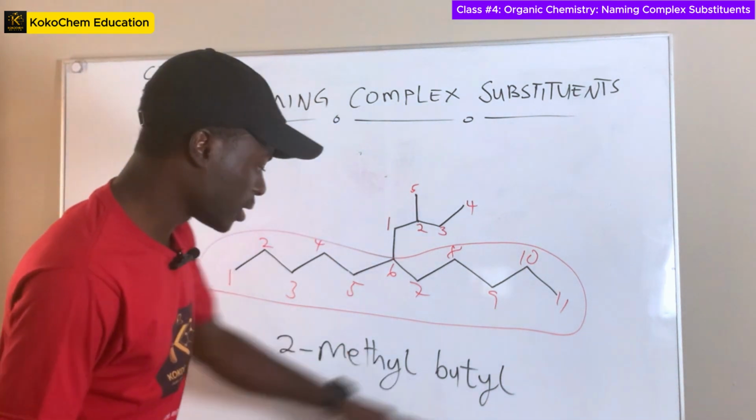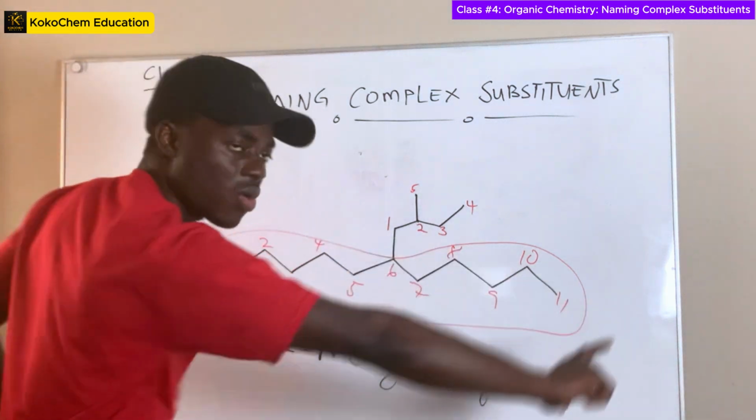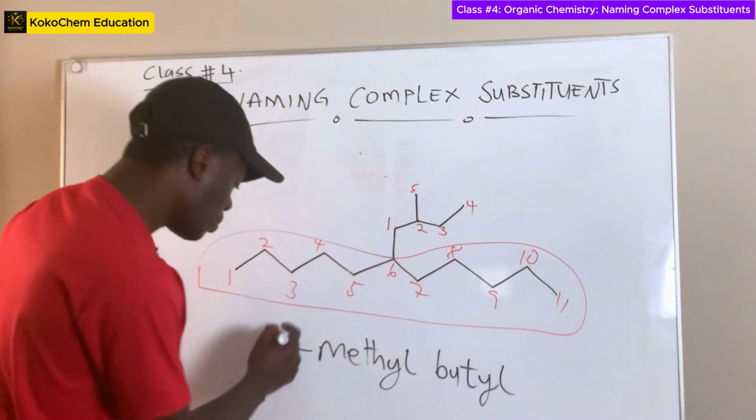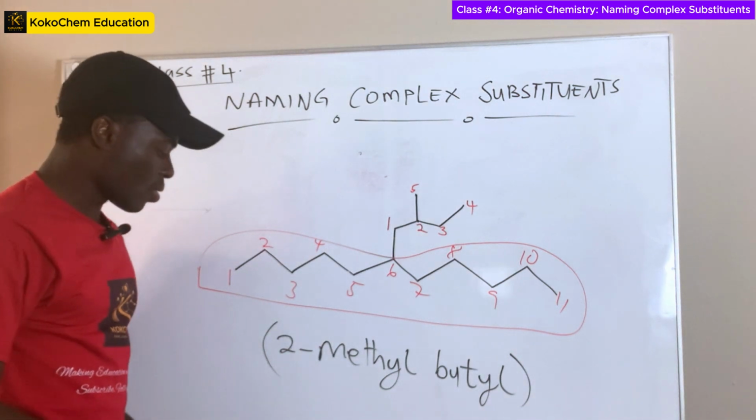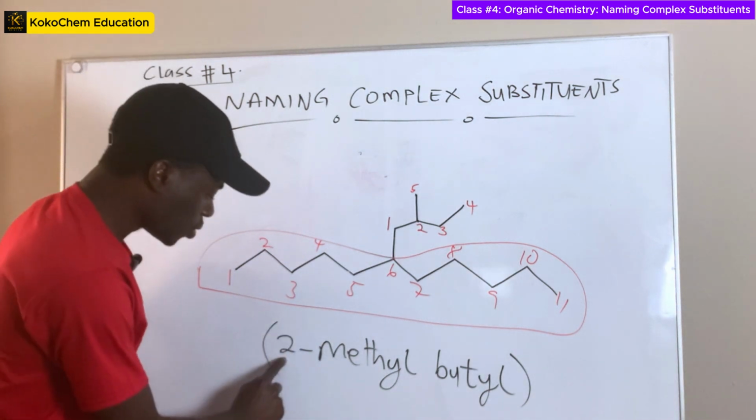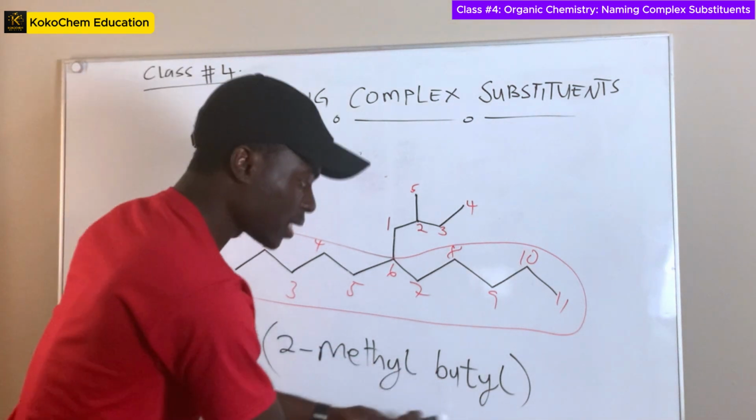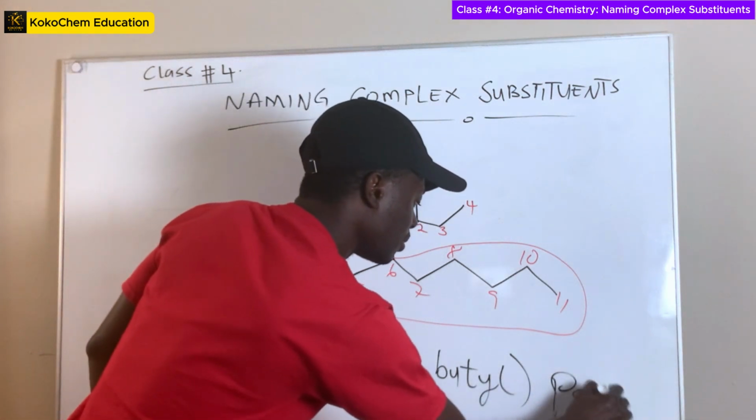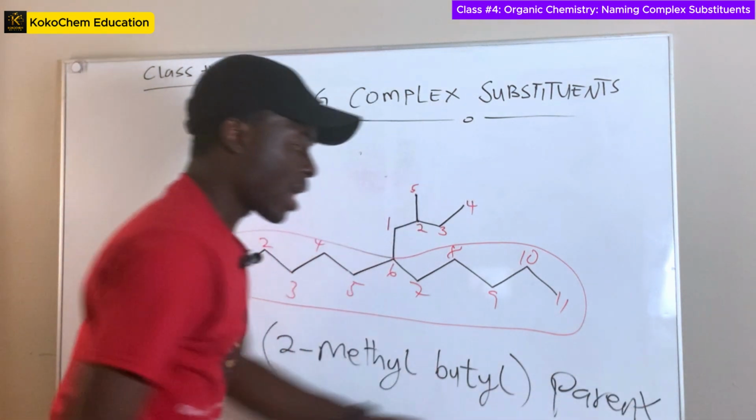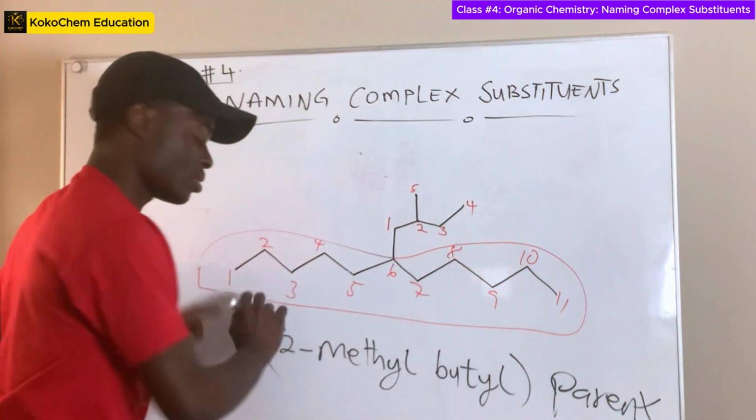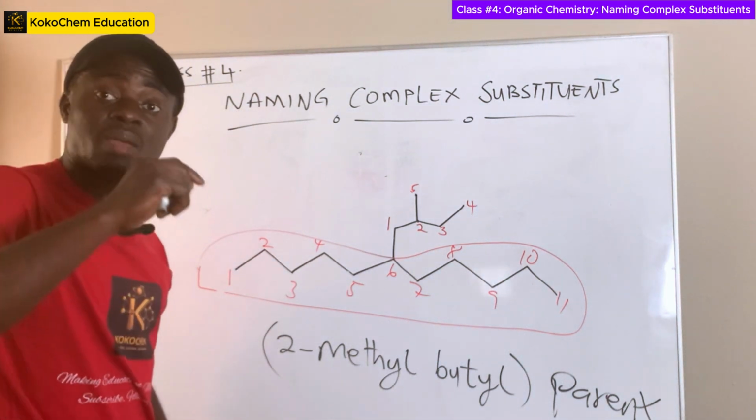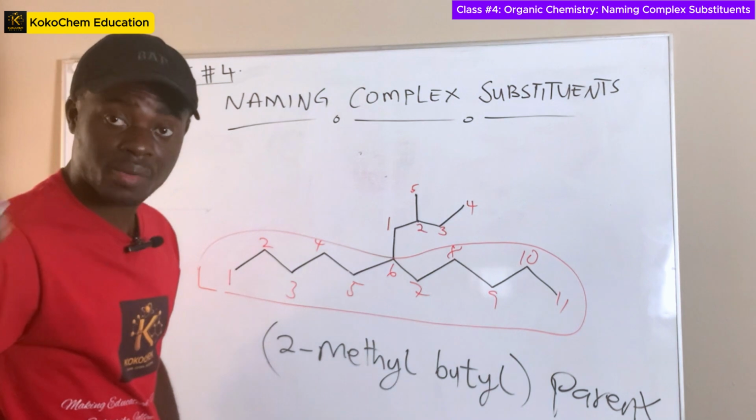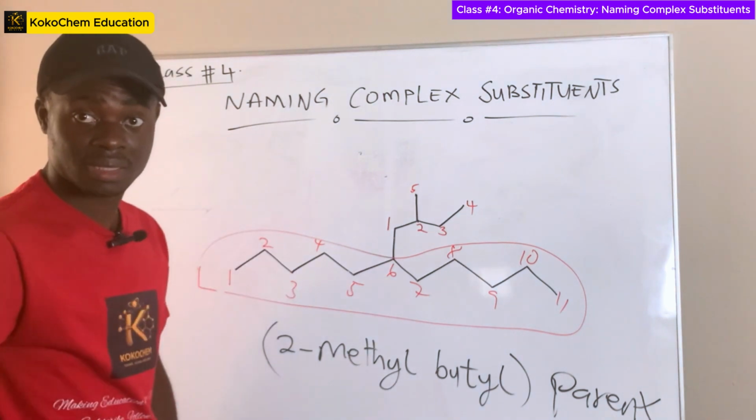Then you add the butyl. So if we name the whole compound now, we put this whole thing into a bracket. So we say, okay, 2-methylbutyl. I will represent the parent here because, as I told you in the previous class, we take them step by step.